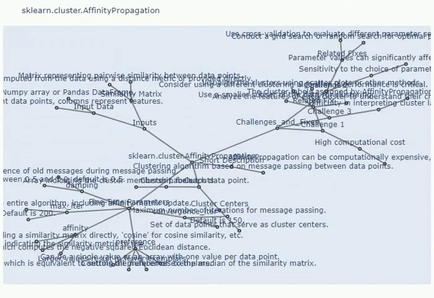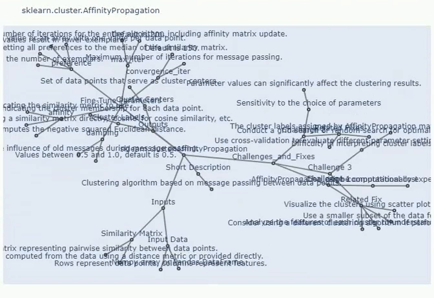Fine-tune parameters. Damping controls the influence of old messages during message passing. Values between 0.5 and 1.0. Default is 0.5. Preference controls the number of exemplars.